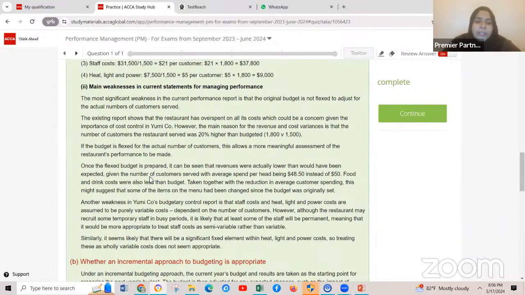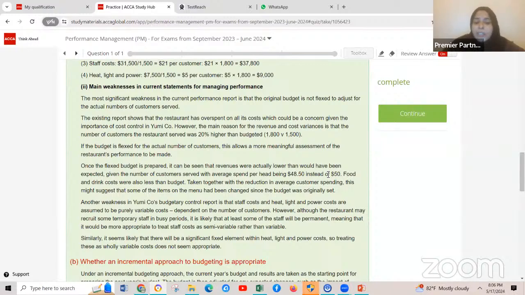Have been expected, given the number of customers served, with average spend per head being $48.50 instead of $50. Normally we charge $50 per head, but we have actually charged 48.5. How did we know that? Total revenue divided by the number of customers. Food and drink costs were also less than budget. Taken together with the reduction in average customer spending, this might suggest that some of the items on the menu had been changed since the budget was originally set.